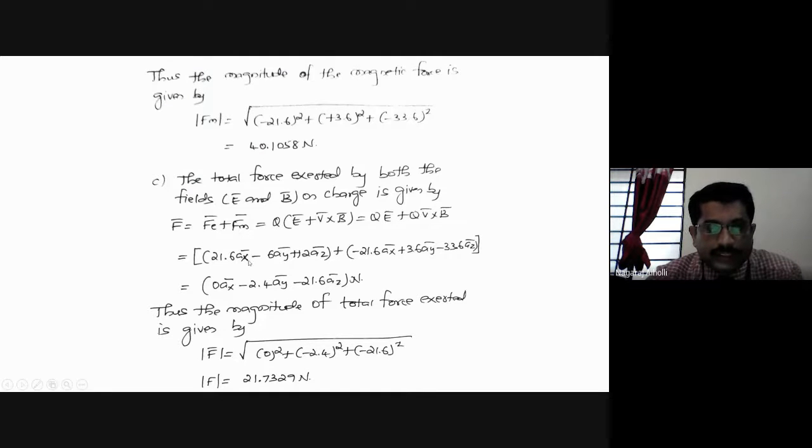Fe and Fm present. Next, find out the magnitude of the total force. The magnitude of the total force exerted is given by absolute value, that is square root of 0 square plus minus 2.4 square plus minus 21.6 square. This comes out to 21.7329 newtons. Just cross verify your answers. Note down up till last step and cross verify your answers.